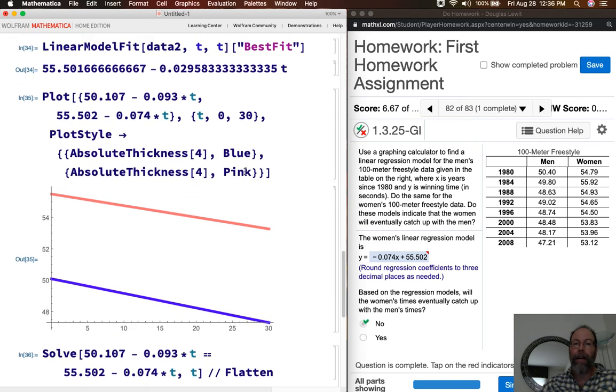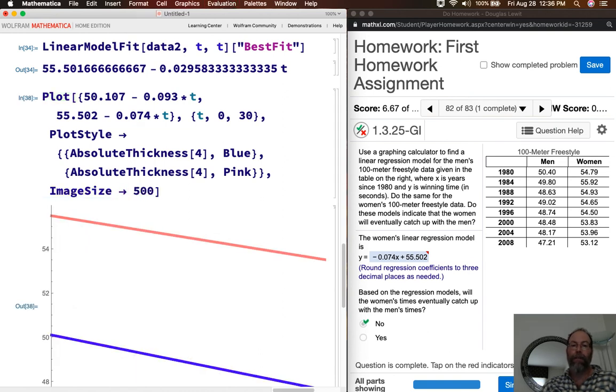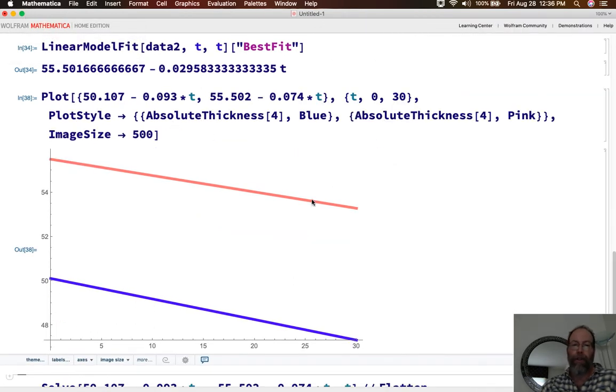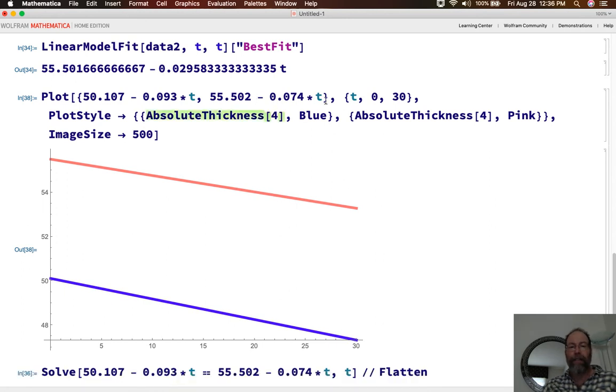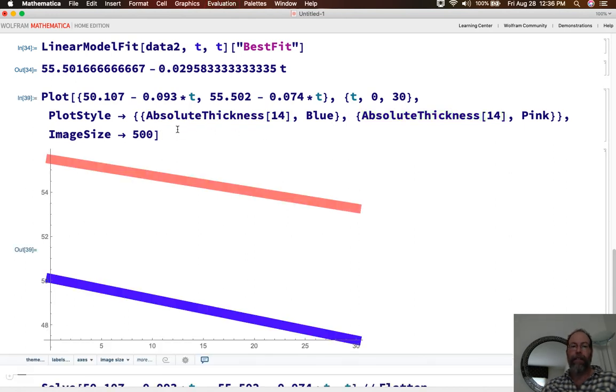When you're generating plots, if you would like this to be a little bit bigger, you could make the image size much bigger, although now we won't be able to see it as well unless I expand my window. And the reason for plot style, I'm providing 2 different styles because I'm plotting 2 different equations. I could make these much thicker, but that's going to look a little obtuse and not very attractive.